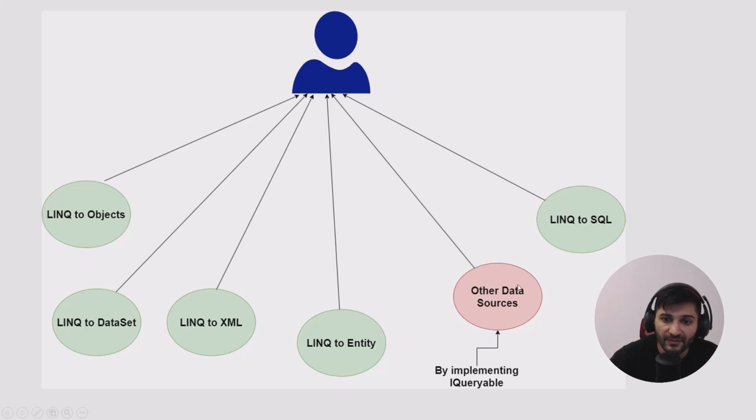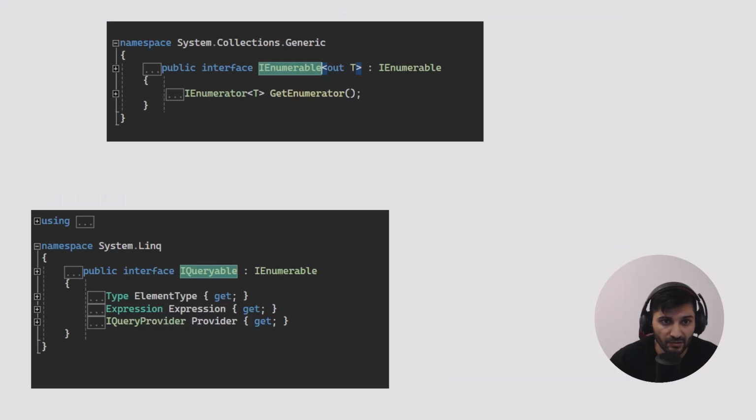And we also have other data sources which you can implement using the IQueryable interface. It can be LINQ to INI, LINQ to any services, LINQ to Amazon, depending on your requirements. So we have the IEnumerable generic interface here. This IEnumerable generic interface implements IEnumerable, which is inside System.Collections. It has only one single method called GetEnumerator.